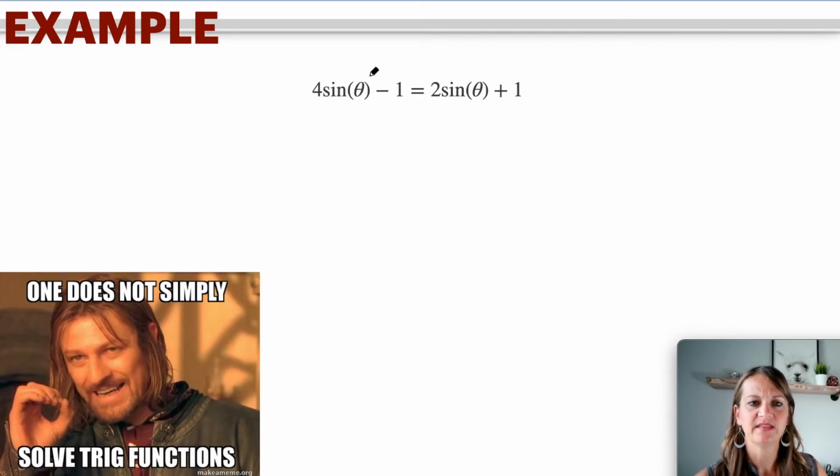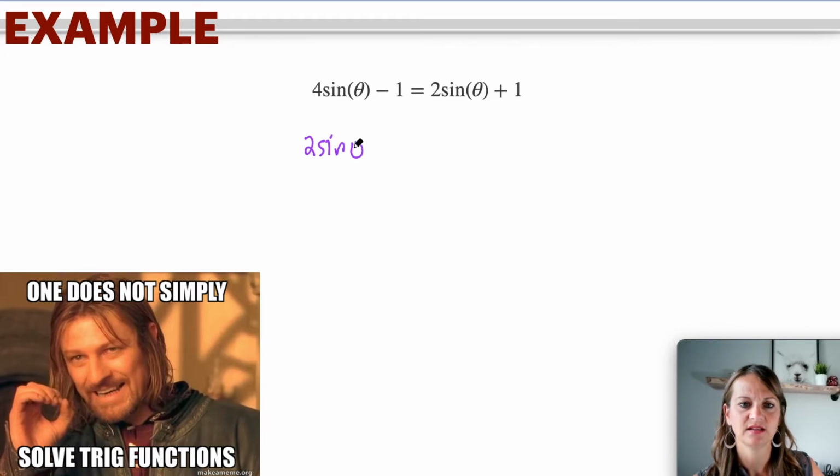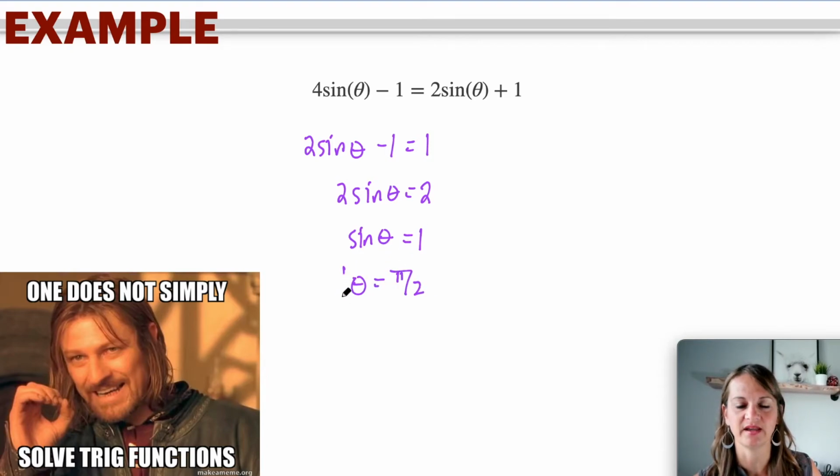In this case, we need to get the sines together, so I'm going to subtract 2 sine from both sides. And then I'm going to add 2. And then I'm going to divide by 2. And so on the unit circle, sine equal to 1 is, again, at pi over 2.